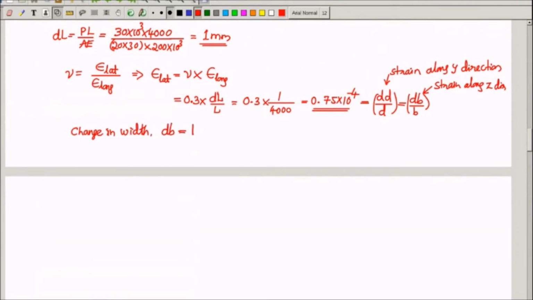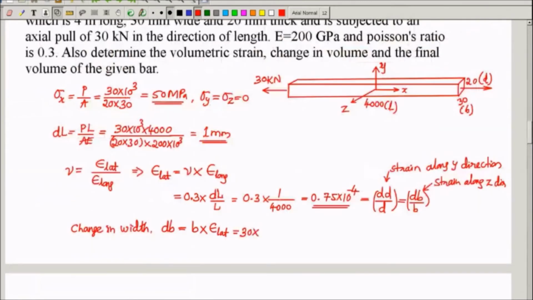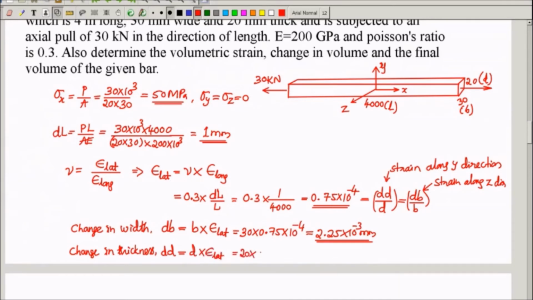Delta B is equal to B into epsilon lateral. B is how much? B is 30 into 0.75 into 10 power minus 4. So when you multiply this, you'll get a delta B of 2.25 into 10 power minus 3 mm. See, change in the width we have found out. Similarly, change in thickness or depth, which is delta D, is nothing but original thickness into lateral strain. Thickness is what? 20 into 0.75 into 10 power minus 4. If you calculate, it comes out to be 1.5 into 10 power minus 3 mm.